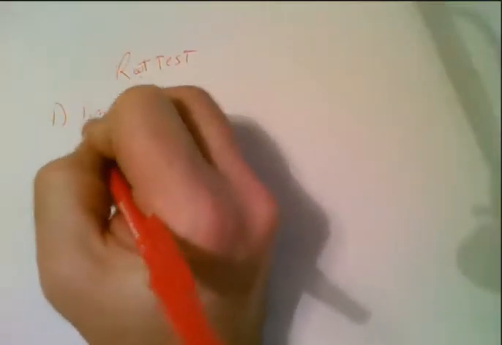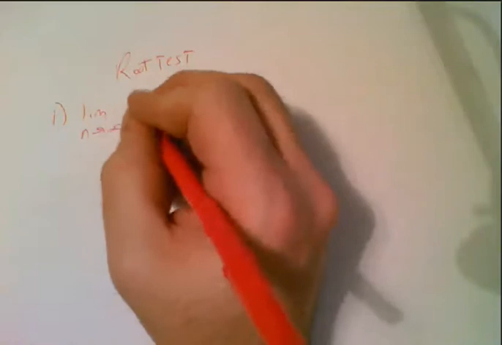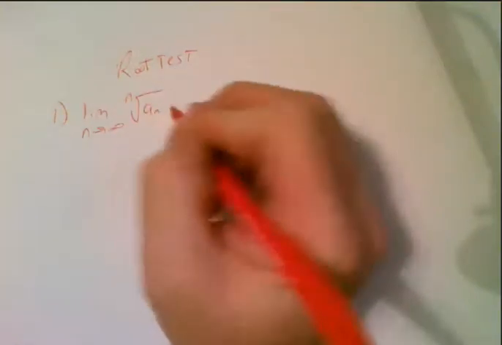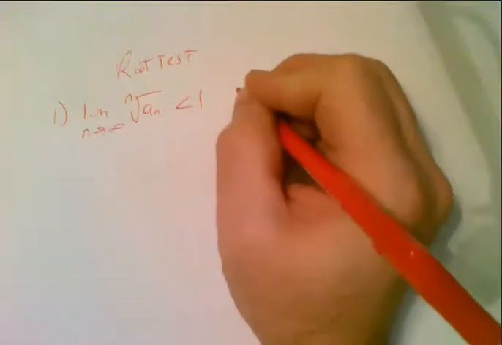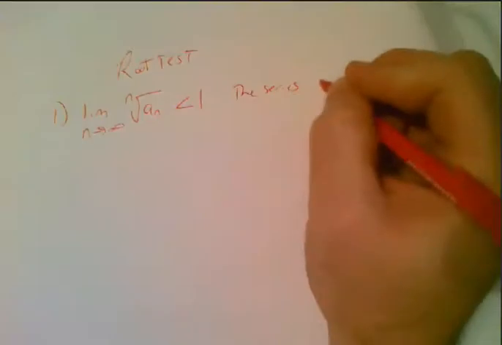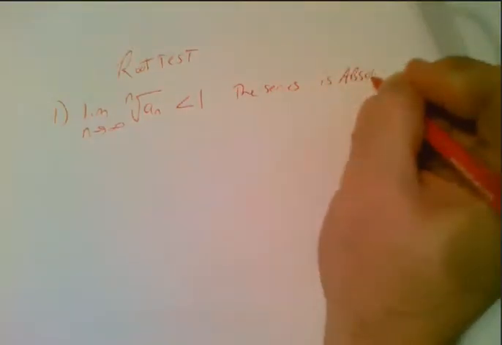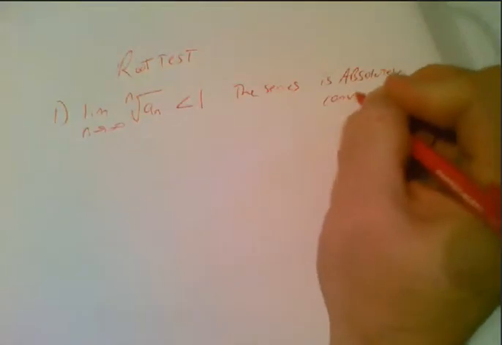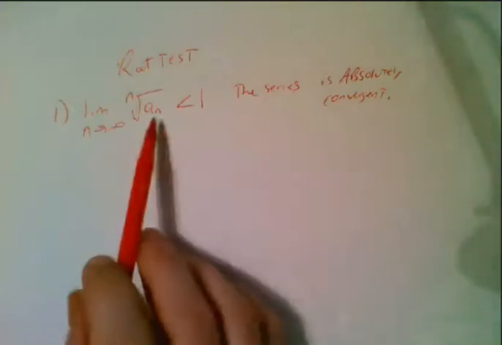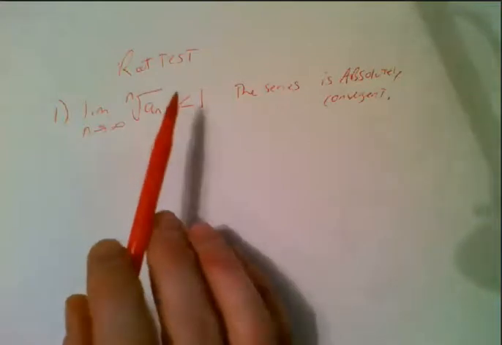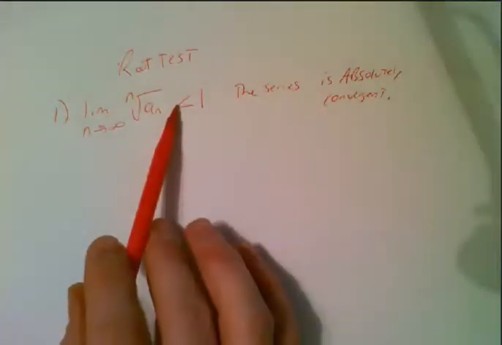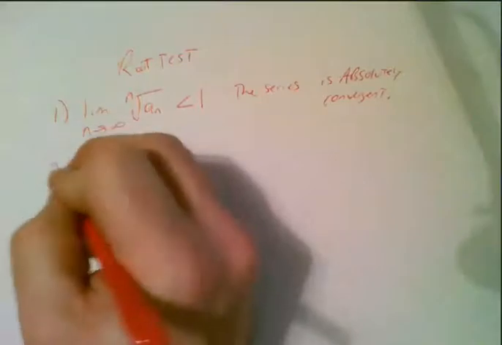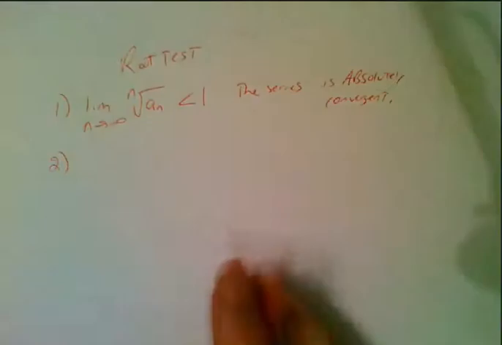So our first scenario would be the limit as n goes to infinity of the nth root of your series term, your nth term. If that's less than 1, then the series is absolutely convergent. Okay? So last time we literally just did the ratio, and if that limit was less than 1, then the series was absolutely convergent. This time we're literally just taking the nth root. And I'll do an example, you'll see, but this is the setup for it.